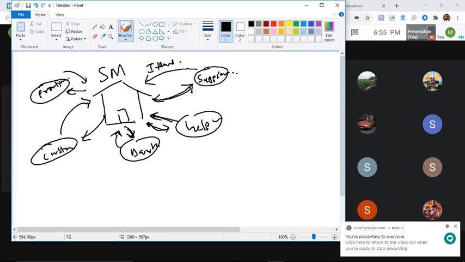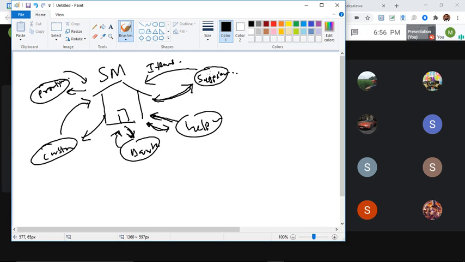Then the suppliers, what they are doing, they are supplying the items. Whatever items are required by the supermarket business will be taken from the suppliers.